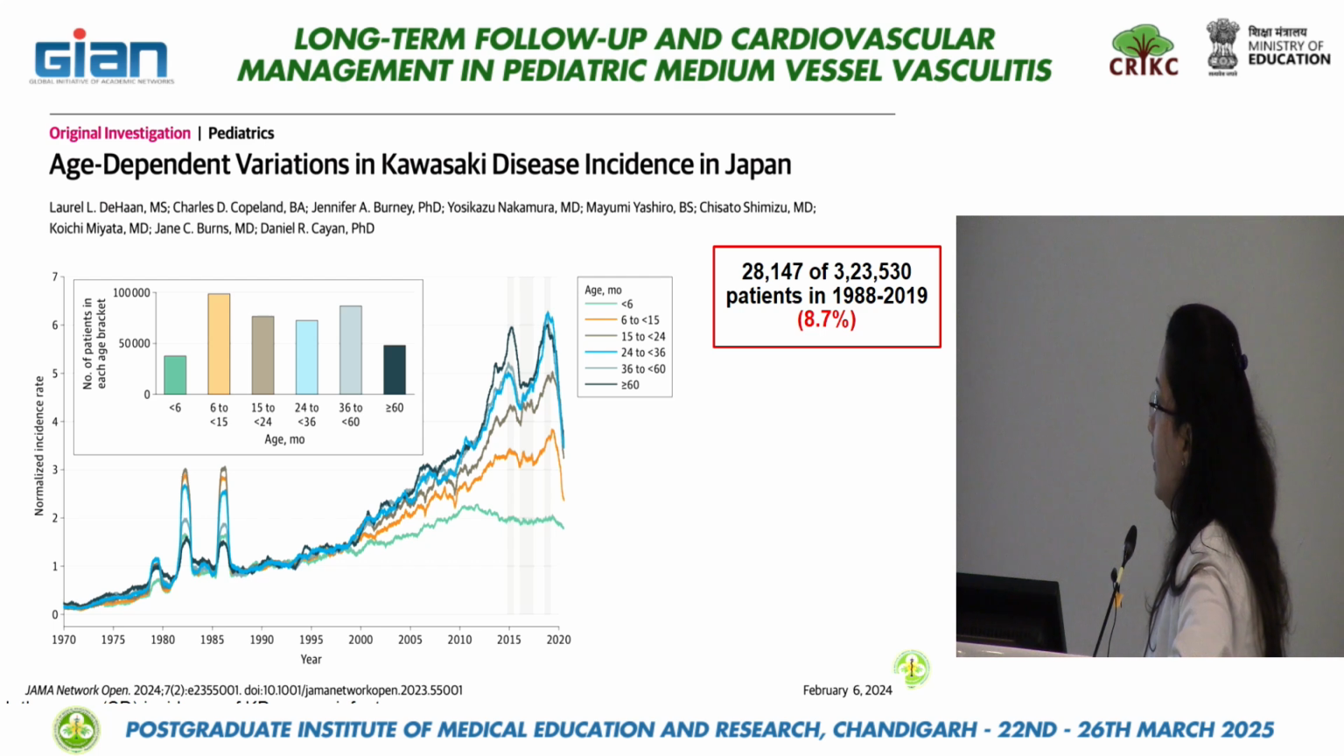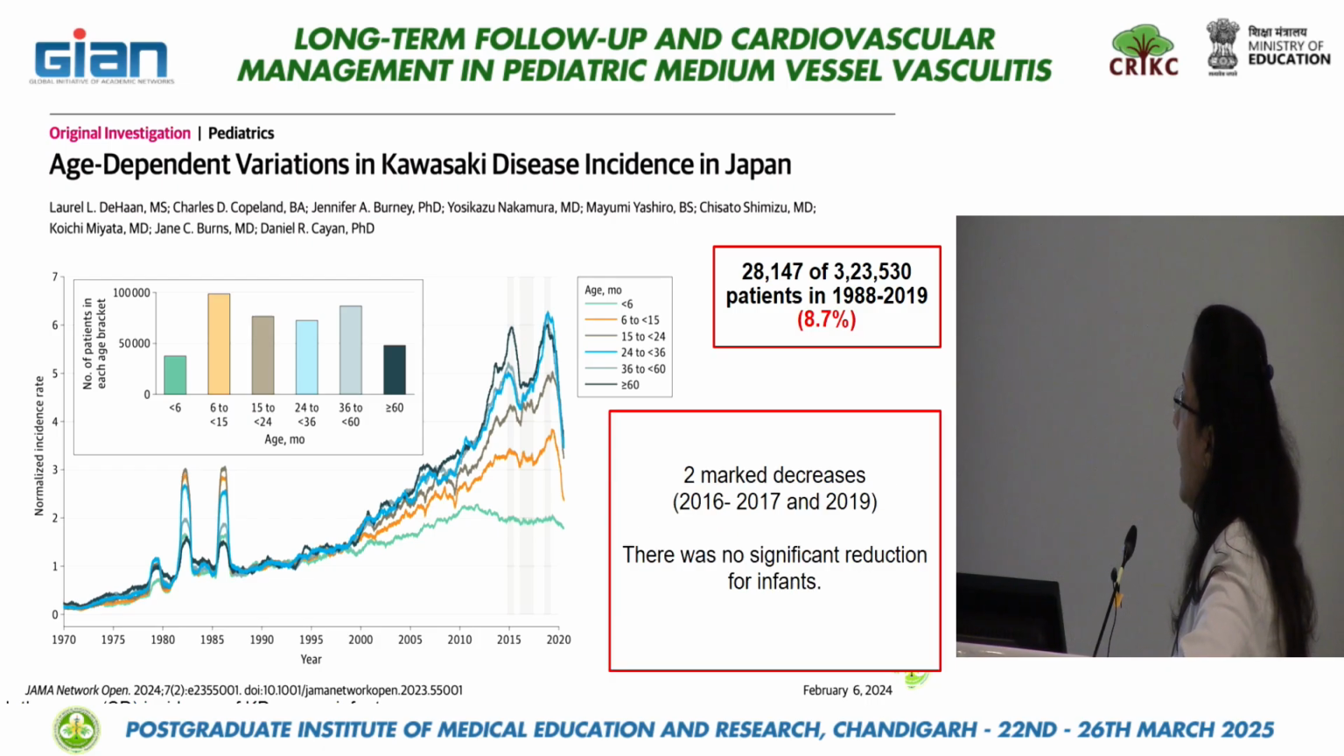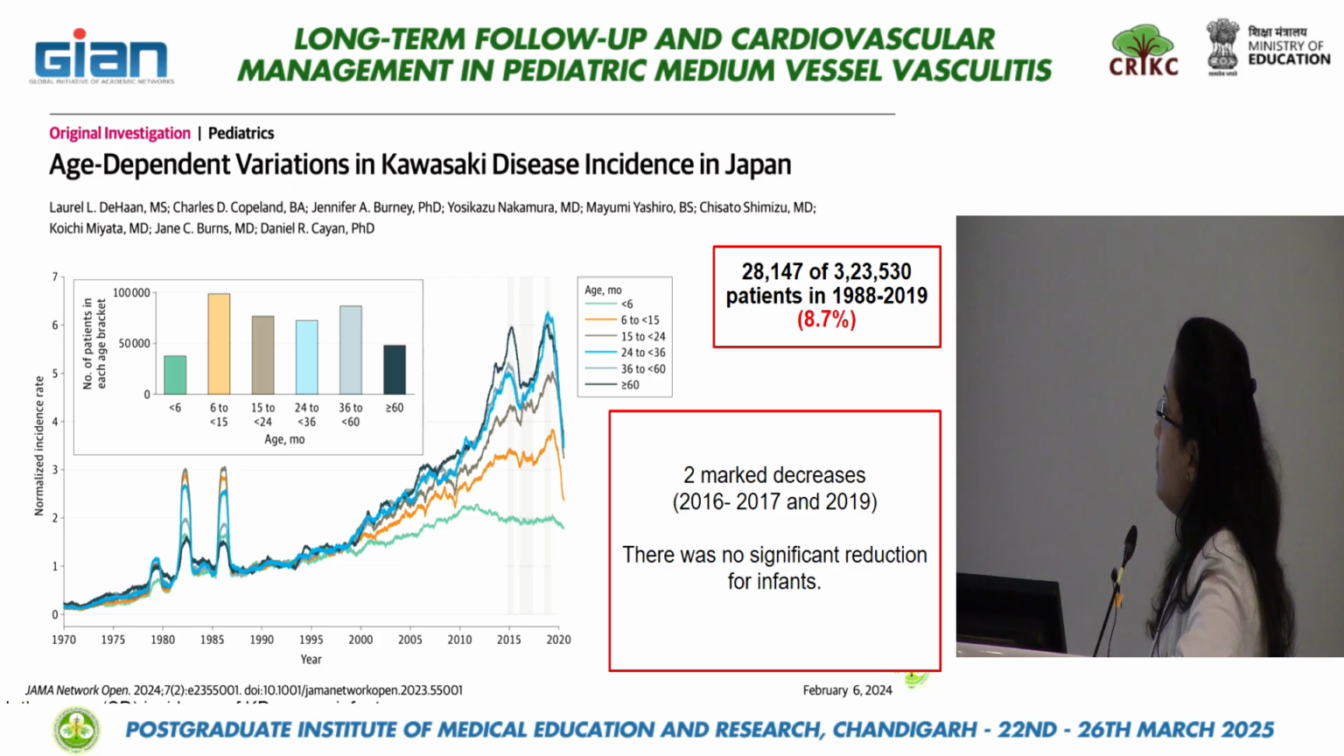all the age groups. However, if you see the curve of the infantile Kawasaki disease, it has been more or less stable, and even though there has been decreasing, like in age above 3 years of age, the increase has been more than 5 times. However, in infantile Kawasaki disease, there was an increase of only 2 times. And there had been major decreases in mean incidences. One was in 2016 and 17, other was during COVID-19.